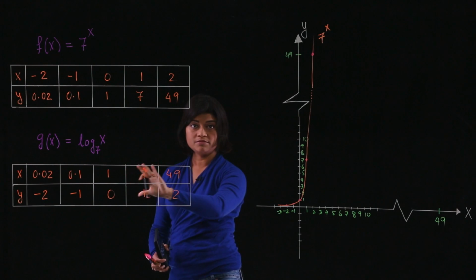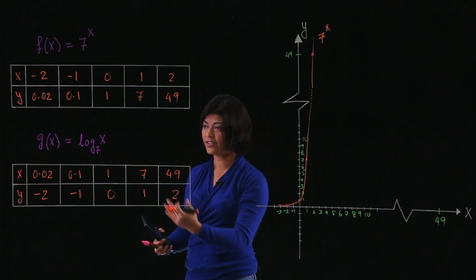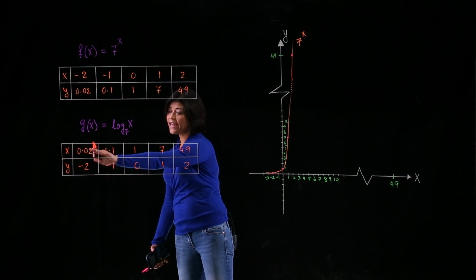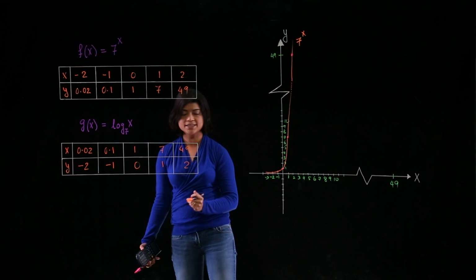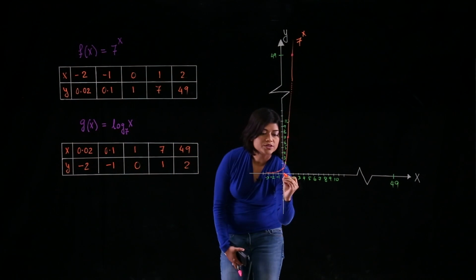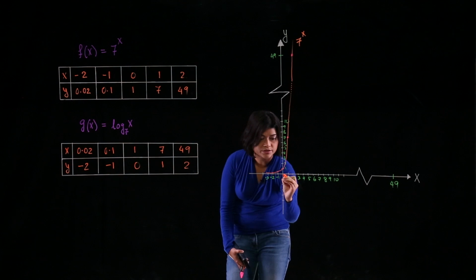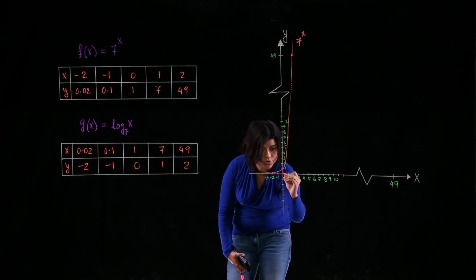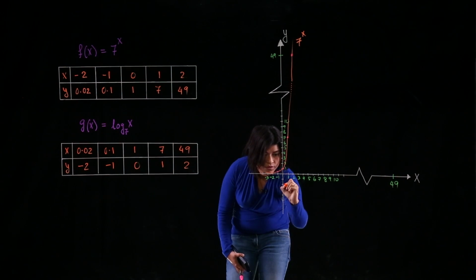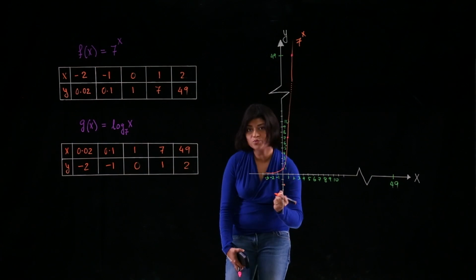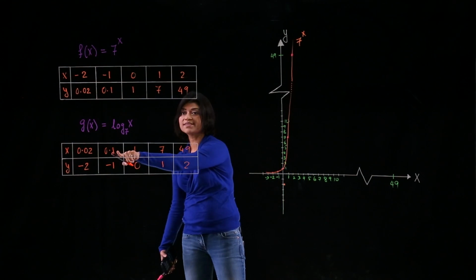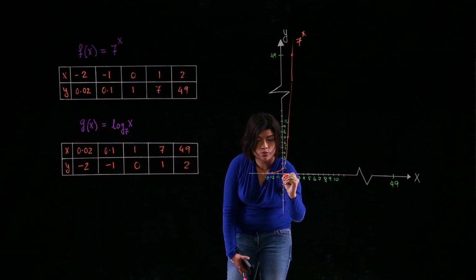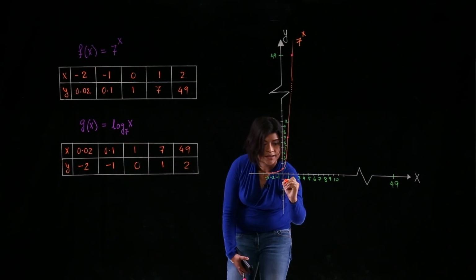So let's plot g. Remember, it's the inverse of 7 to the x. So this is the logarithm function. So these are the points. So see, the first point is when x is 0.02, y is -2. So x will be 0.02, which is very close to origin, and y is -2. So you get the point very, very close to y-axis. Next, when x is 0.1, y is -1. So again, 0.1 is also very close to the origin, and y is going to be -1, which is right here.